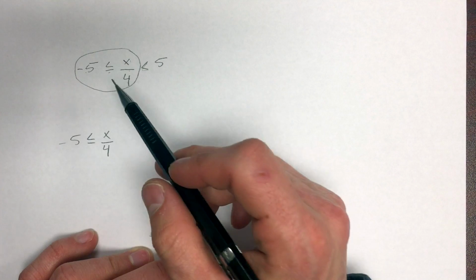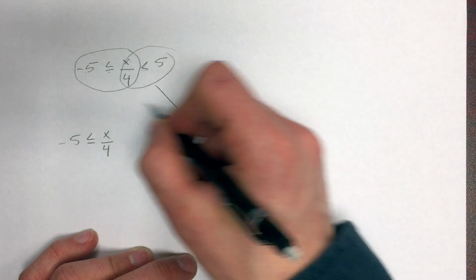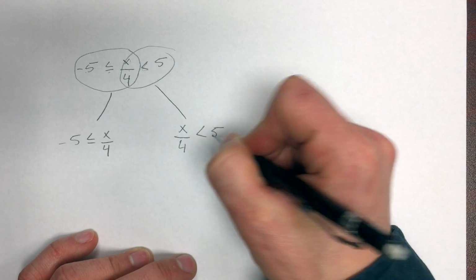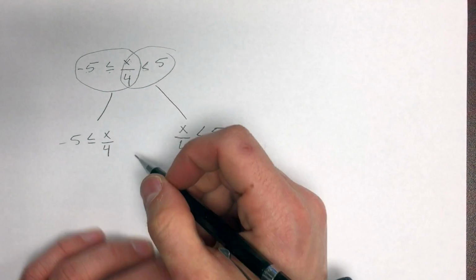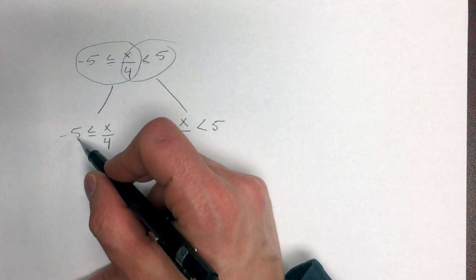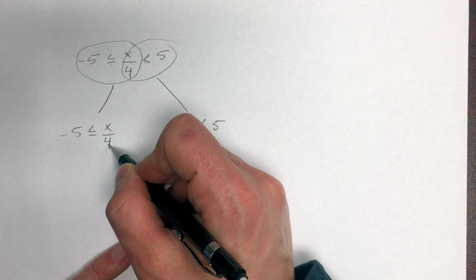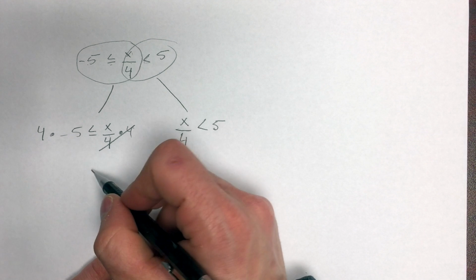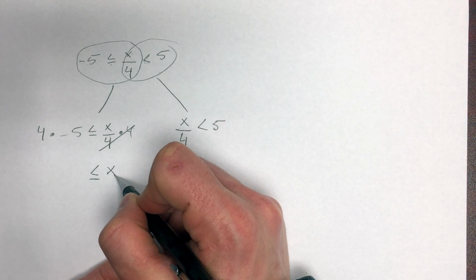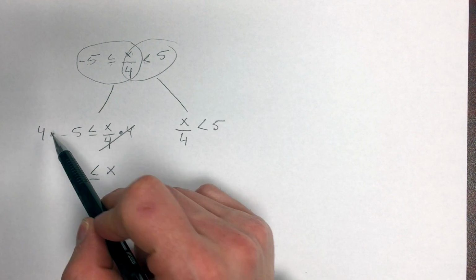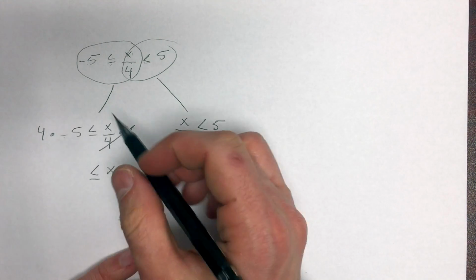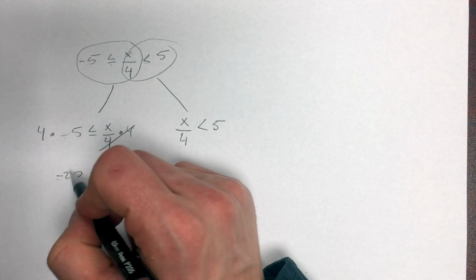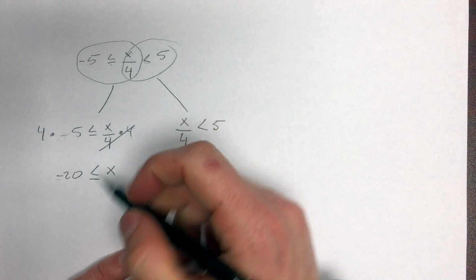And the other inequality is x divided by 4 is less than 5. All right, so let's solve these rather. So the inverse of x divided by 4 would be to multiply each side by 4. These 4's cancel out, and all we're left with on that side is an x. So what is 4 multiplied by negative 5? 4 multiplied by negative 5 would be negative 20, because there is a negative in the multiplication problem. The answer is negative. Okay, so that inequality is solved.